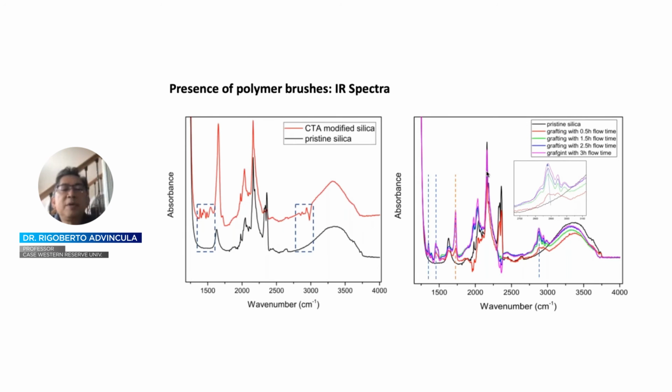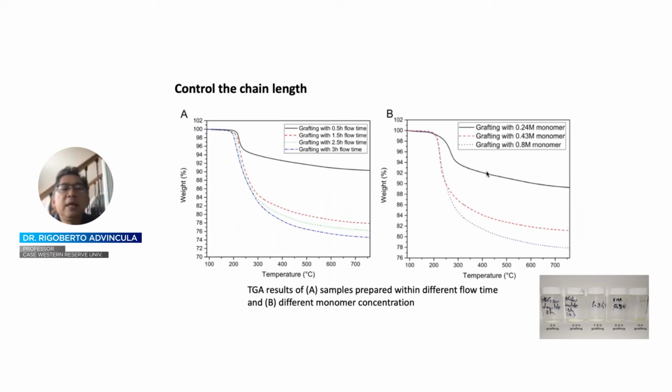And then after the polymerization, we did a thermogravimetric analysis to determine the amount of polymer that was grafted on the surface. So for example, as you can see here, a particle which we grafted with different flow times. As I mentioned earlier, by controlling the flow time or flow rate, one is able to control the grafted molecular weight. So I'm going from 30 minutes to 3 hours.